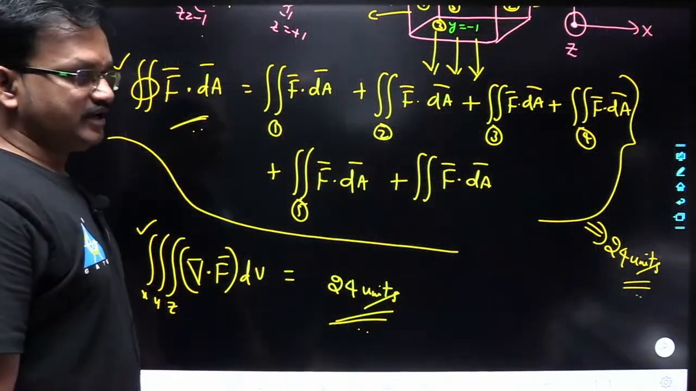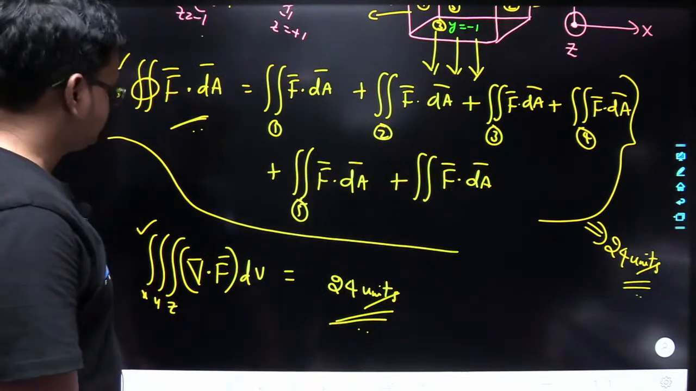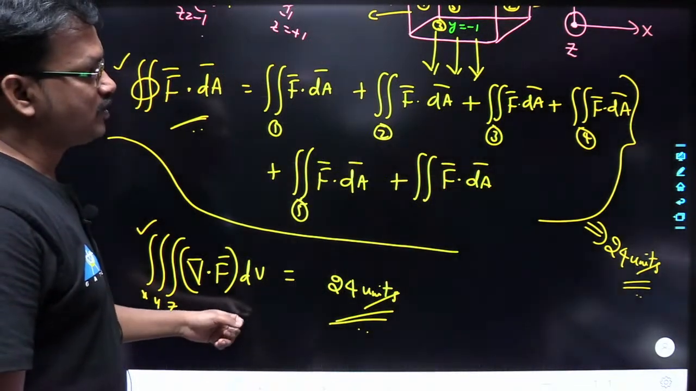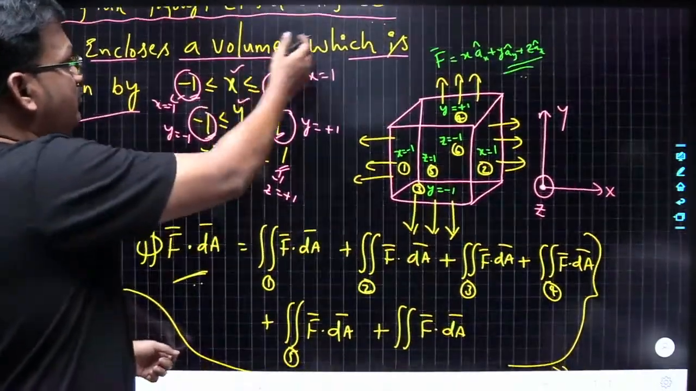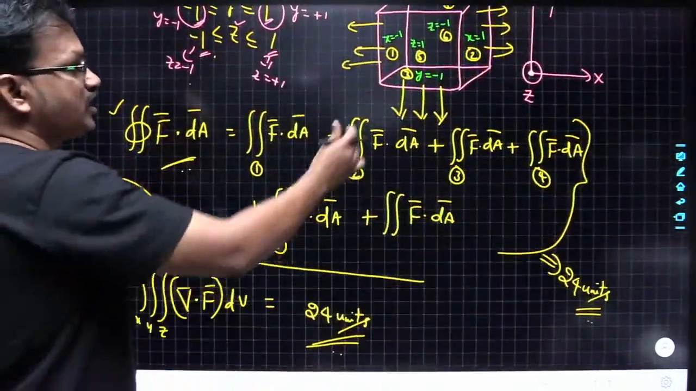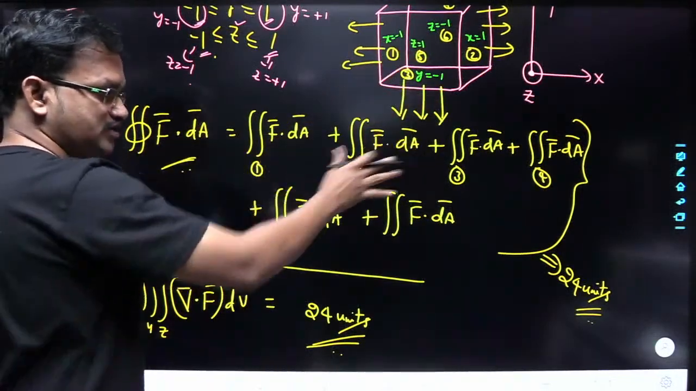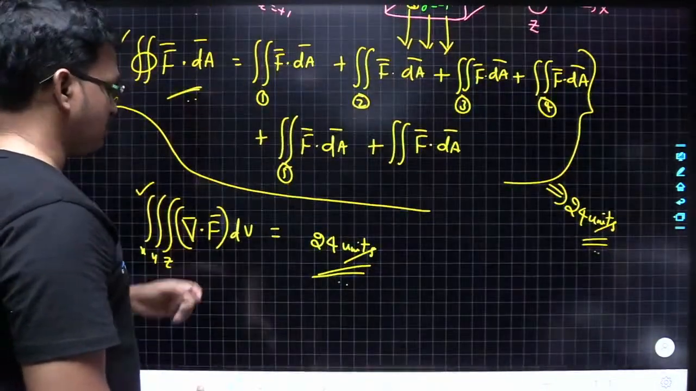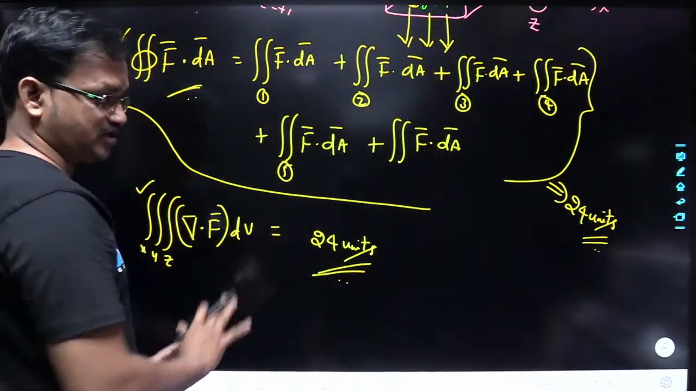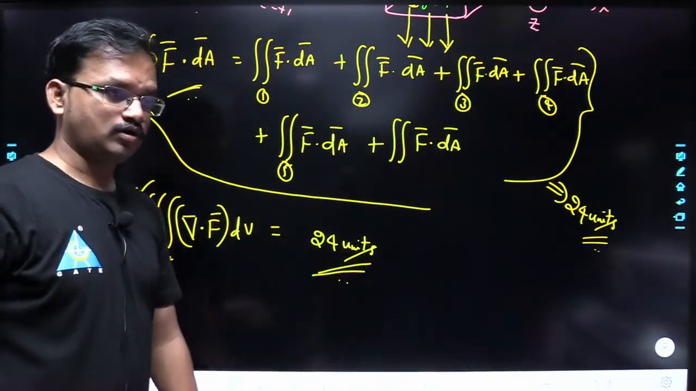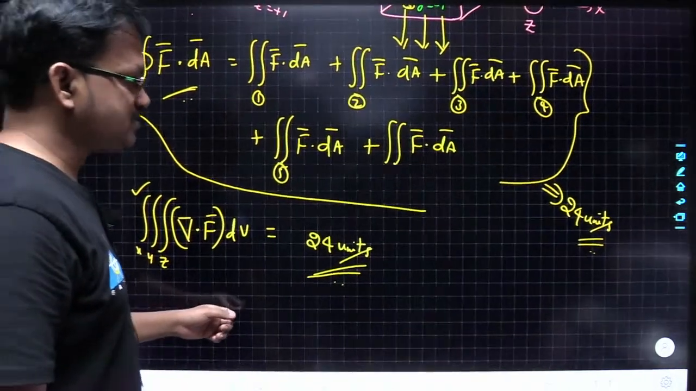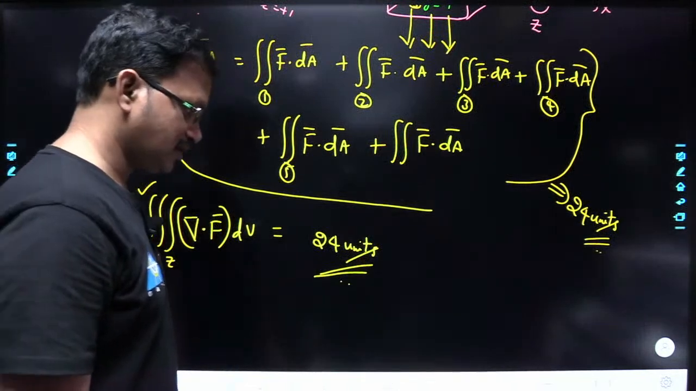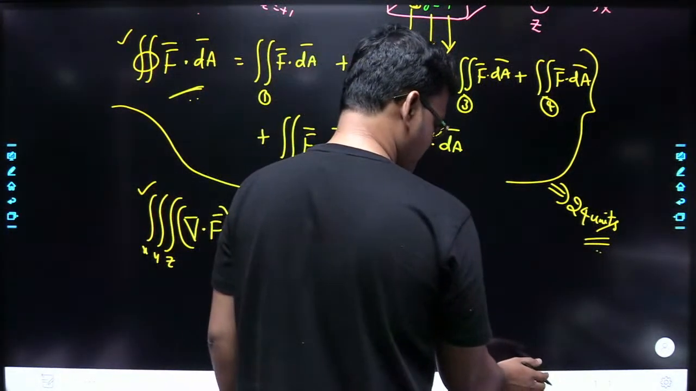So I hope it is clear. I hope it is crystal clear. You can go through that problem, or you can solve it yourself. I have given F bar. You have to determine the flux through each and every surface by using this relation, or you can determine the flux through the given surface by using this relation. In both cases, you have to get the same answer. So I hope it is crystal clear. This is what we have done in the previous session.